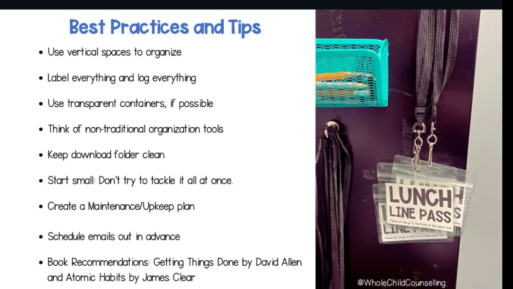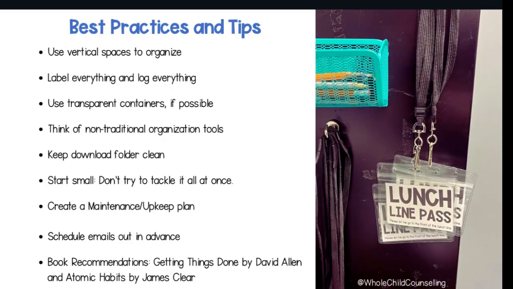Okay, other best practices: label everything and log everything. Use transparent containers if you can. You don't need to rebuy everything and spend a bunch of money, but just moving forward, when you need to buy something, having a transparent container is very helpful because it's easy to see what you have. Think of non-traditional organization tools. Try to keep your download folder clean. Start very small. Don't try to tackle this all at once.